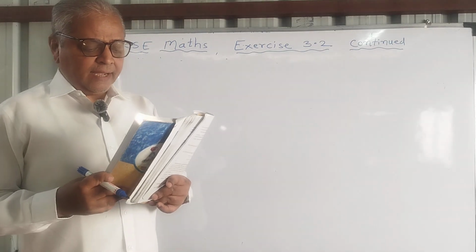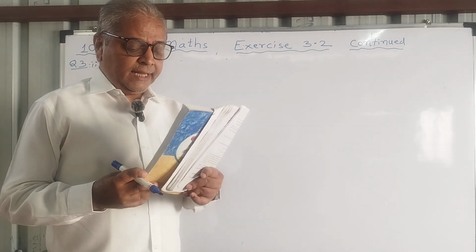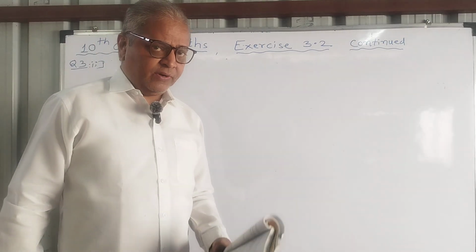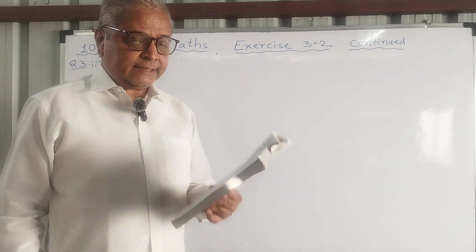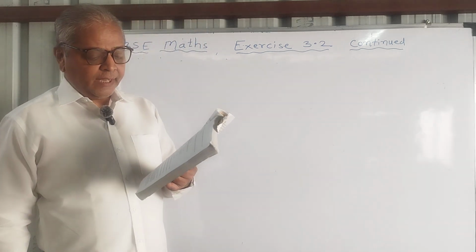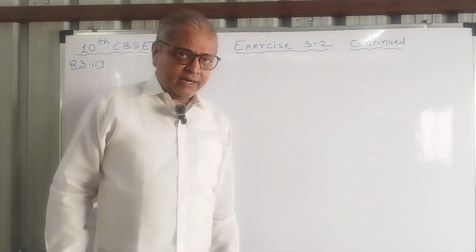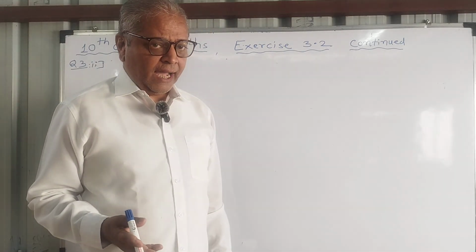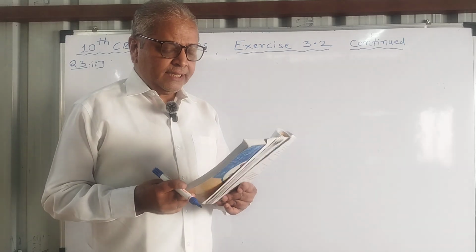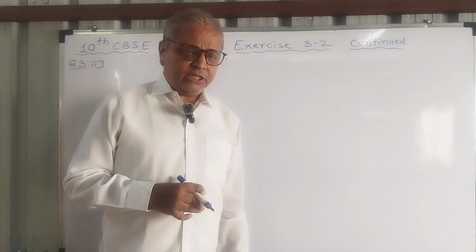Here the larger angle is 18 more than the smaller angle. That is the first condition. The larger of two supplementary angles exceeds the smaller by 18. That means if we consider larger angle x and smaller angle y, then x minus y is equal to 18. That is the first condition.